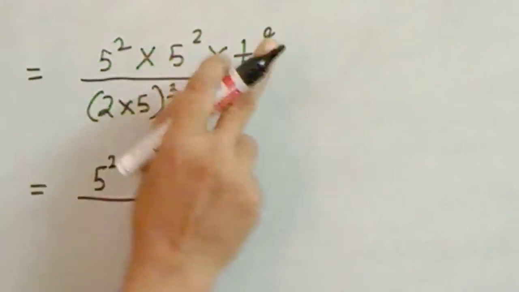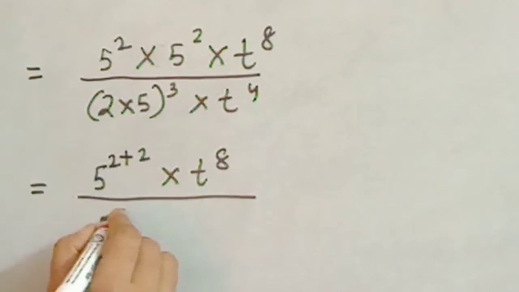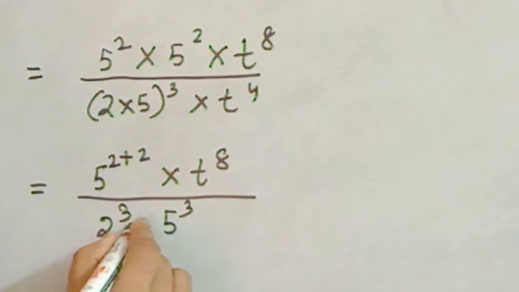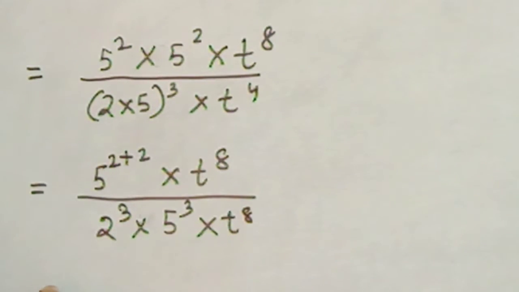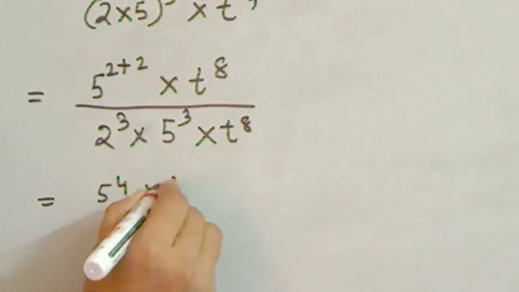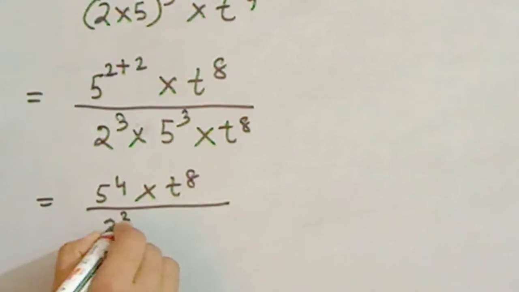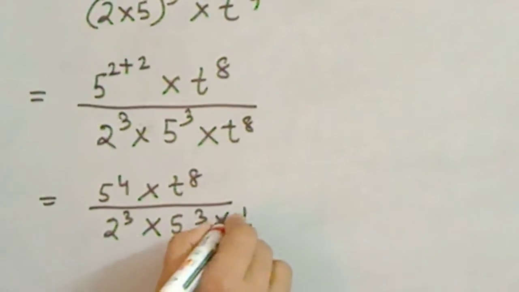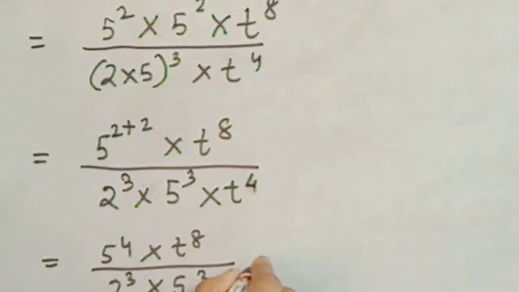In the numerator the work is finished, but in the denominator you have to do something. 2 to the power 3 into 5 to the power 3, because the bases are not same, so you are separating them, into t to the power 4. Now here it is 5 to the power 4 into t to the power 8 divided by 2 to the power 3 into 5 to the power 3 into t to the power 4. It is not 8, it was 4.